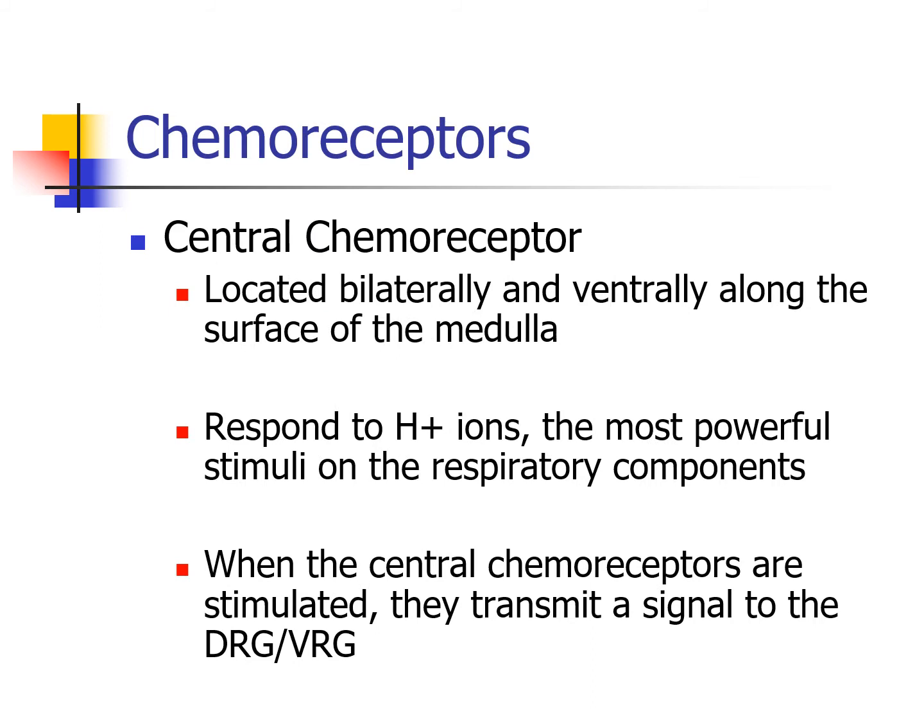So when we're looking at the chemoreceptors, the central one, which is in the medulla, notice I'm making a big deal about this, and this isn't the first time you're seeing this. I'm repeating this. Hint. Central chemoreceptors are located ventrally along the surface of the medulla, and they respond to hydrogen ions, right? The pH balance of the patient. It's the most powerful stimulus to the respiratory components, right? So when the central chemoreceptors are stimulated, they transmit a signal to the DRG and VRG, which are responsible for the rhythm of breathing, right?